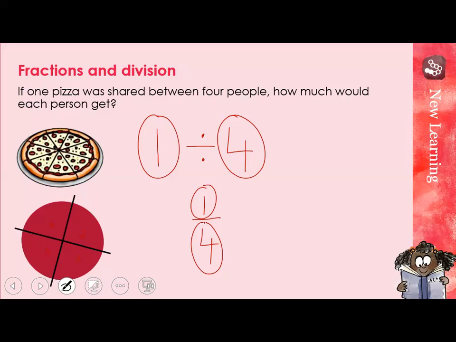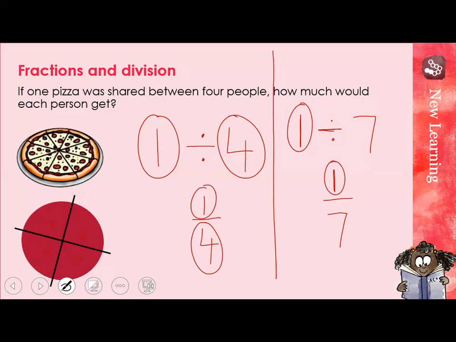So let's have another think. Let's have a think about another pizza type question. I've got one pizza again, just one pizza to share, but this time I've invited lots of friends round and I need to divide it by 7 people. What fraction of a pizza is each person going to get? Well done if you were able to identify that the answer is 1/7. I have one whole pizza and I'm dividing it by 7 people.